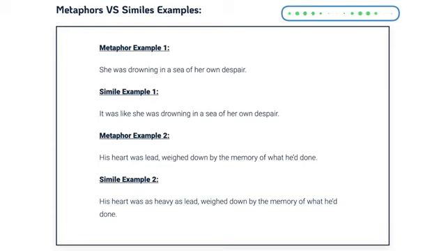One more example of a metaphor is saying, "His heart was lead, weighed down by the memory of what he had done." Whereas if you use a simile, it would say, "His heart was like lead, weighed down by the memory of what he had done." Now there's kind of instances where you can use one or the other. I personally like metaphors a little bit better because it brings you closer to the character, it's more impactful. But there are places for both, and you just have to know the difference.